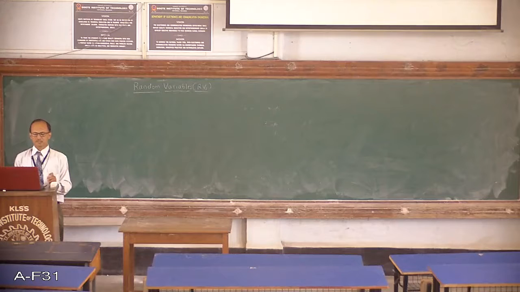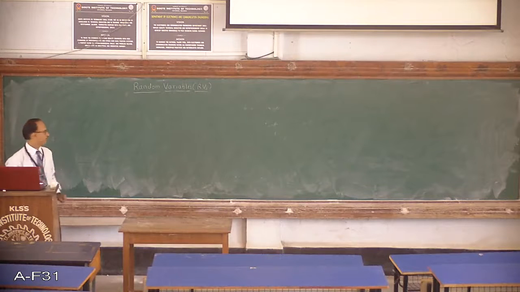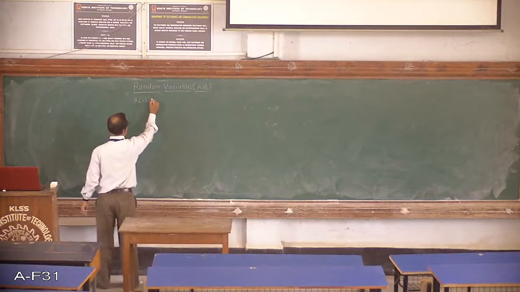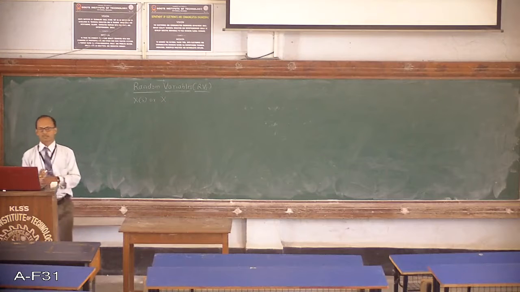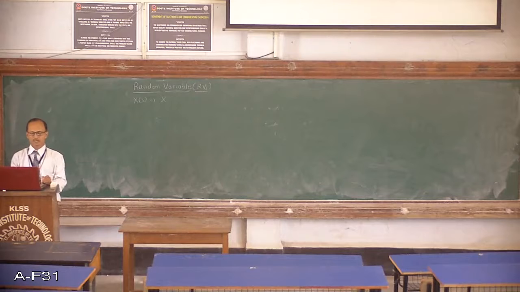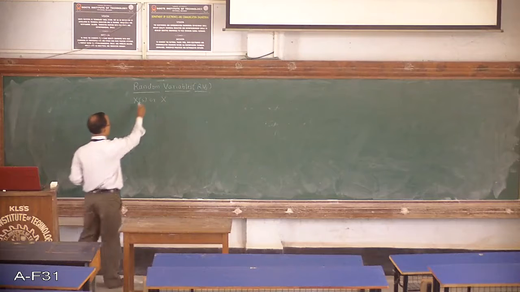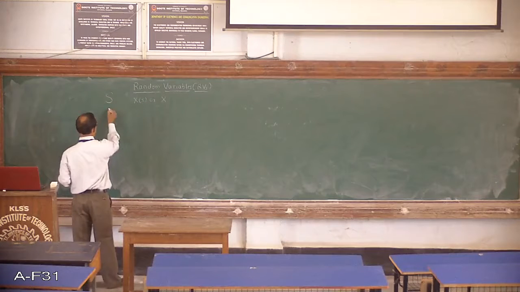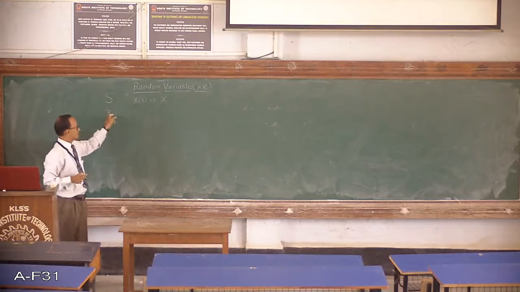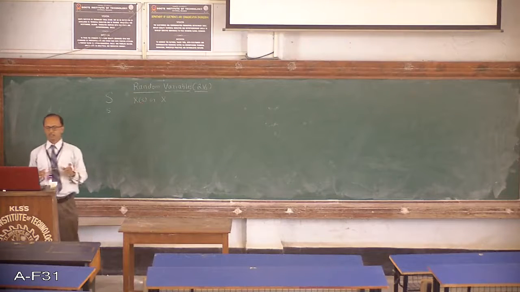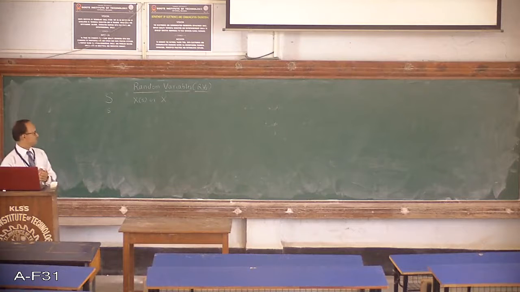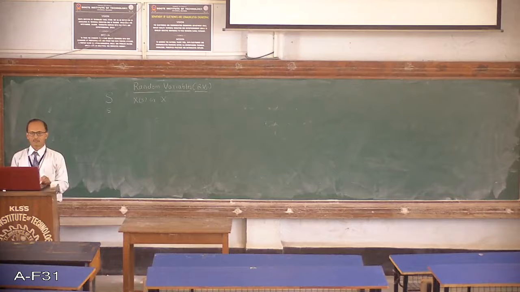If the outcome of an experiment is a sample point s, then the random variable is represented as X of s, or simply X. What is the meaning of this? If the outcome of an experiment is a sample point s out of the total sample space, the sample space is represented by capital S, whereas a sample point is represented by small s. If I consider a particular outcome or sample point, then its value X is nothing but our random variable.